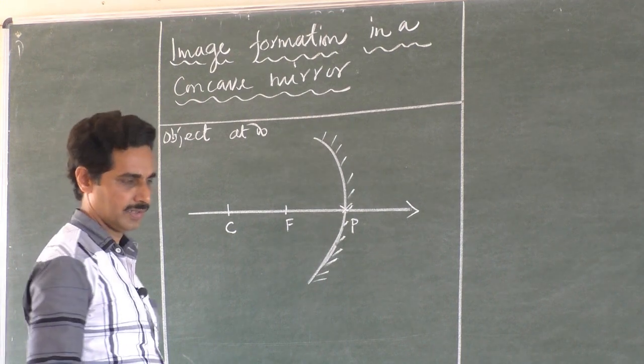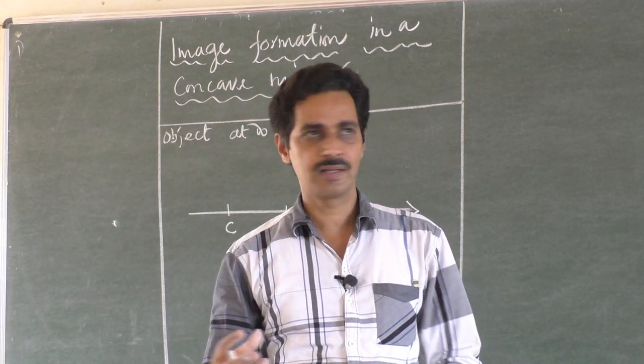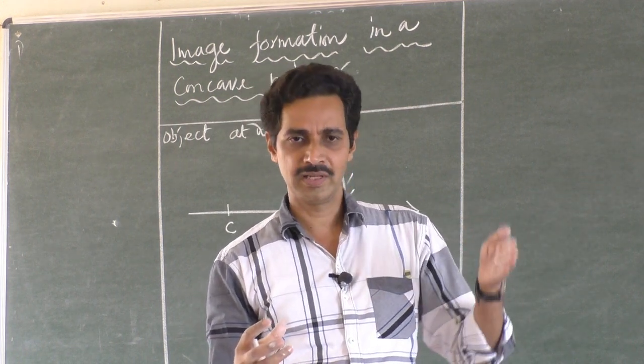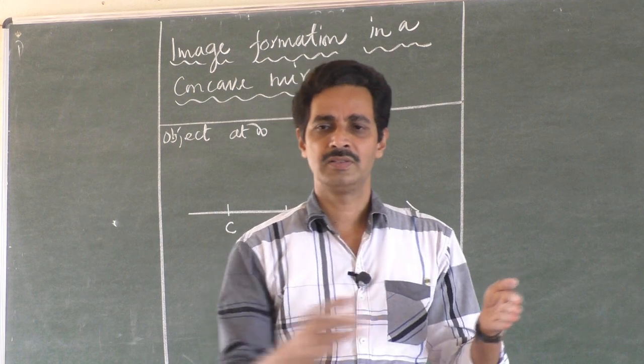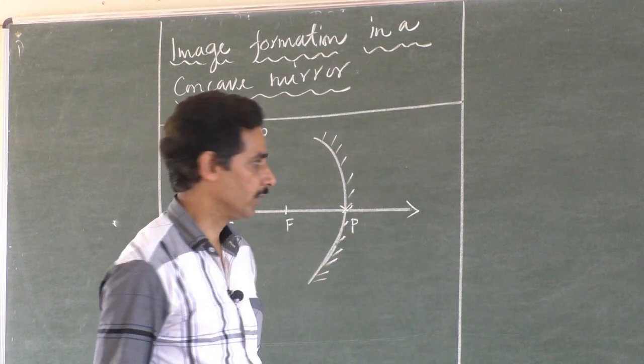What do you mean by object at infinity? That's what I have shown in that experiment. I have kept the mirror in front of a very far away object, and I tried to get an image on a white screen, and I got an image on the white screen. Very small image. Those coconut trees were looking very small.